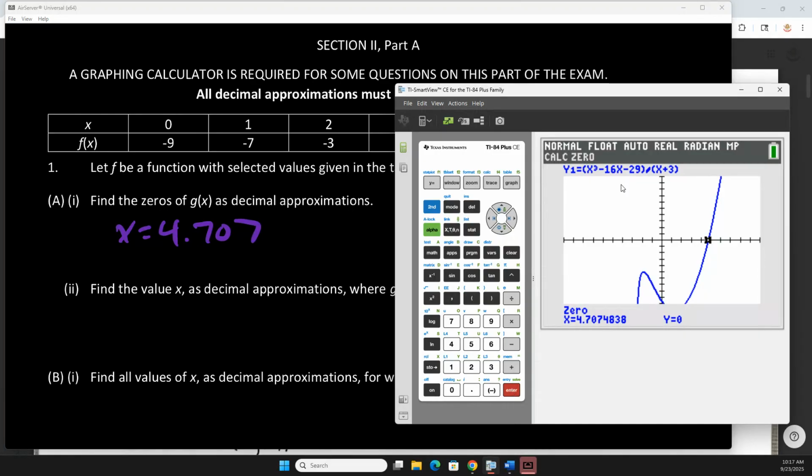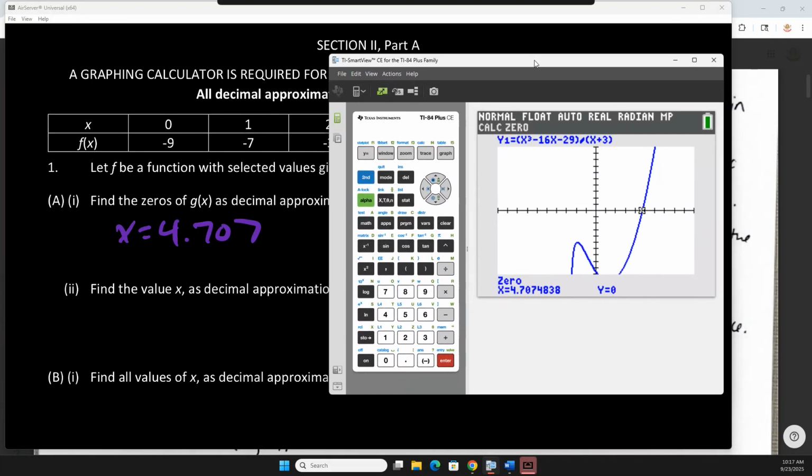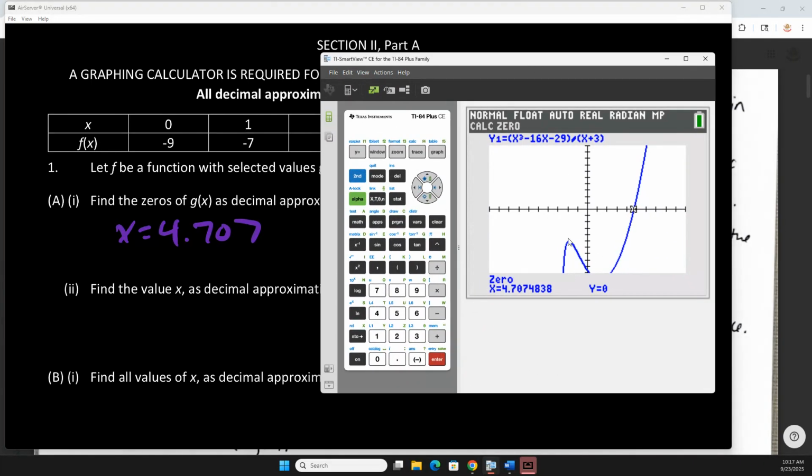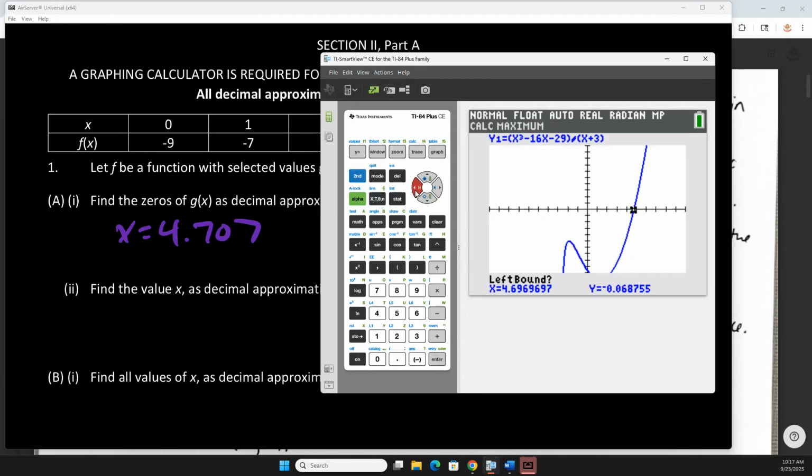All right, and then the next question asks where g of x changes from increasing to decreasing. I can see that right here. The function is increasing, and then all of a sudden it changes to decreasing. So what do I need to find right there where it changes? What's that called? The maximum. So we go to the same place, second trace. This time we're going to choose number 4. We move that flashing cursor to the left side of the maximum, then go back over the hill and start going down the right side of the maximum, and then enter one more time.